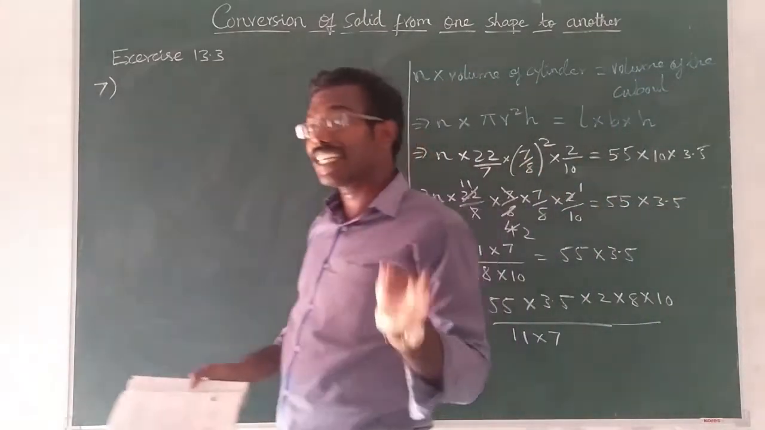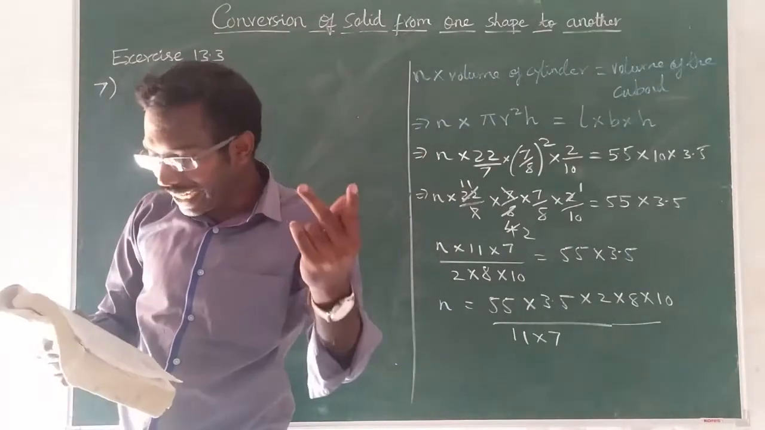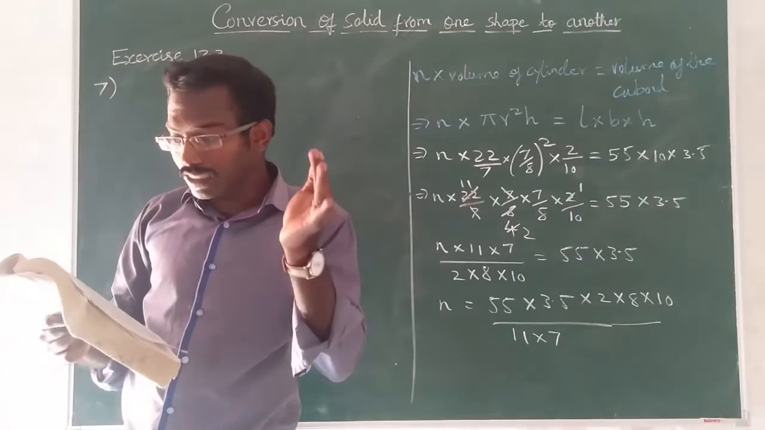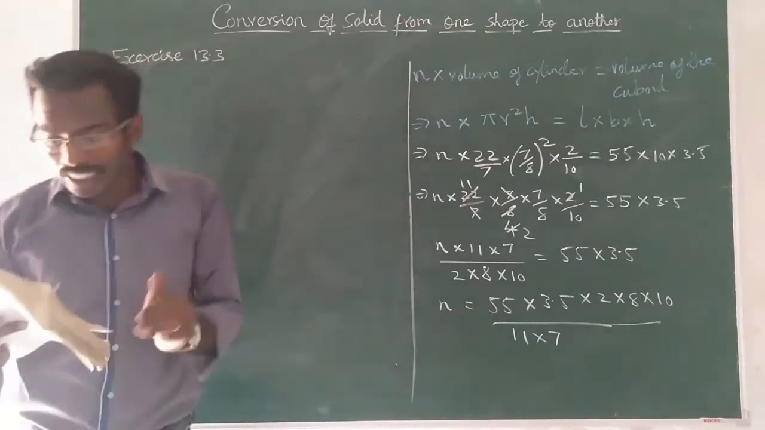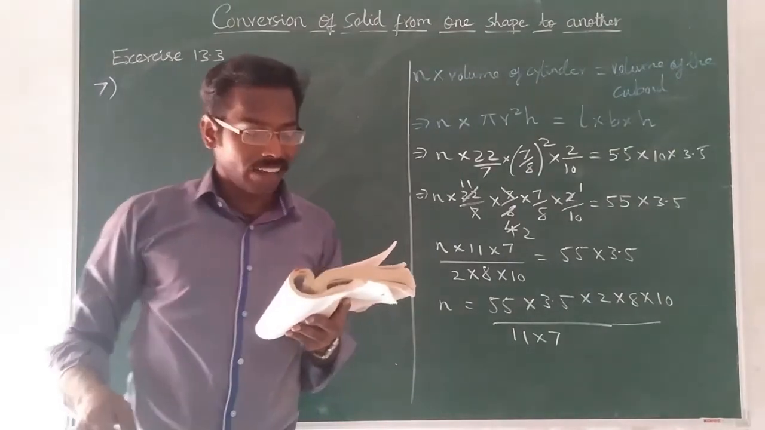So the cylinder is converted into a cone. The cone's radius is asked, the cone's height is given, and the cone's radius and slant height are to be found. Okay, so first let us write the given data.